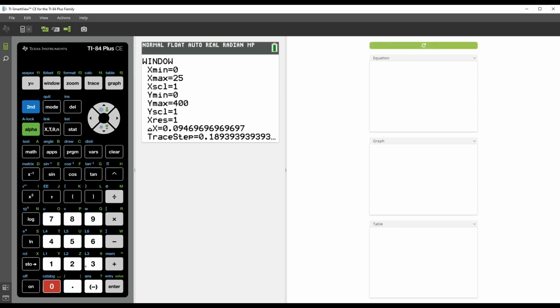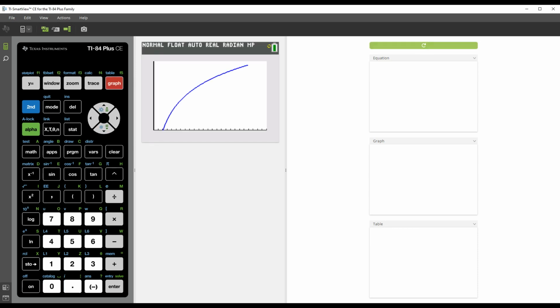So I'm going to do 400. I hit graph, and I should be able to see it. There's the point of intersection. If you put the right window in, you can see the point of intersection every time.